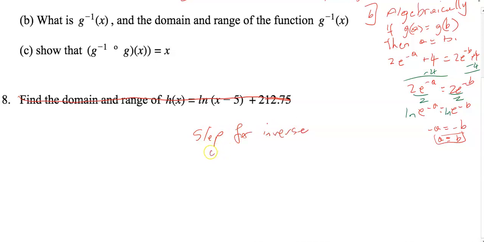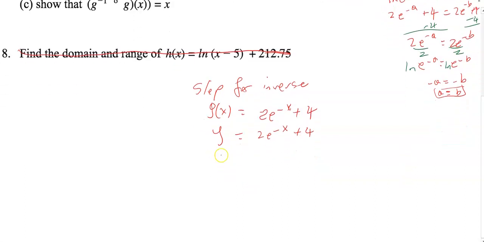Start with your original function, g of x is equal to 2e to the negative x plus 4. Then you write y is equal to 2e to the negative x plus 4, then you interchange the y and x, so you have x is equal to 2e to the negative y plus 4. And then you do algebra from here and then take ln at some point.